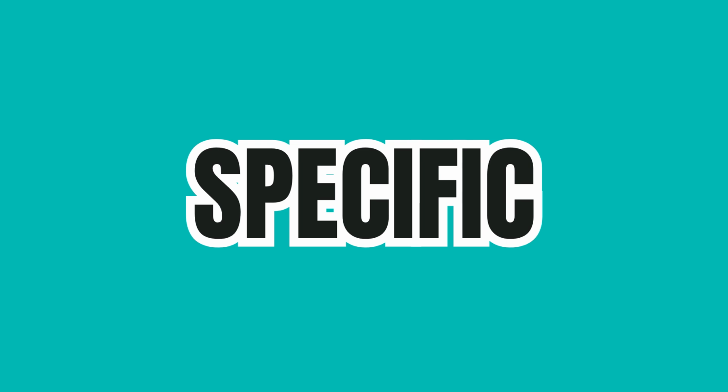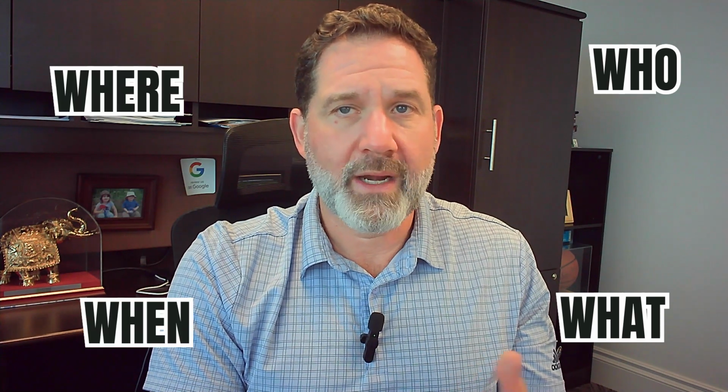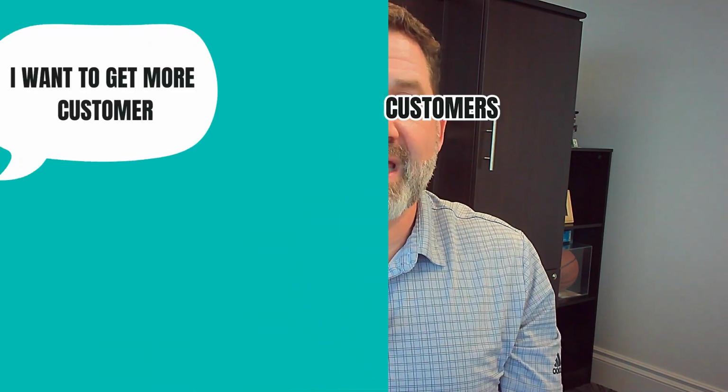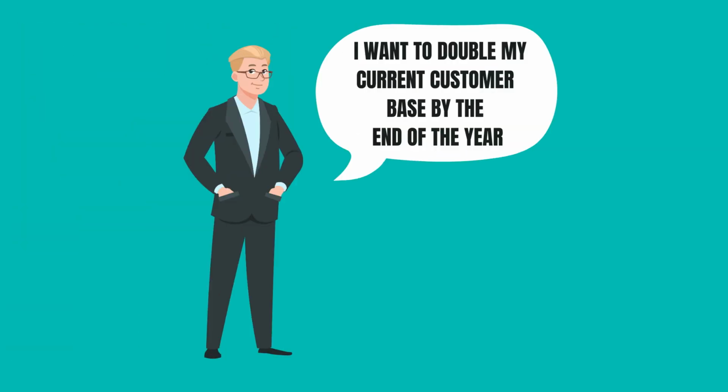Now, here's a breakdown of each of those components just to help you out. So first, specific. Your goal should be clear and specific. This clarity helps to focus your efforts and clearly define what you're aiming to achieve. So ask yourself the who, the what, where, when, and why. So for example, instead of saying, I want to get more customers, you might specify, I want to double my current customer base by the end of the year. So be specific with that goal so you have something to aim for that's ultra specific.